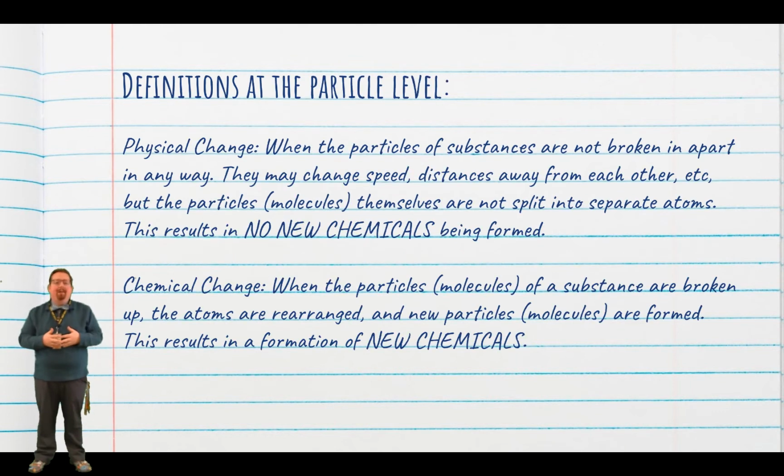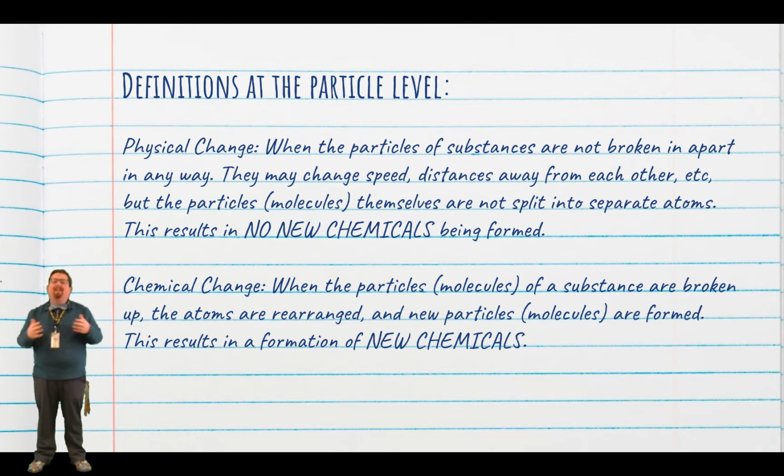So way back in 8th grade, you learned definitions for physical and chemical changes. Today we're going to learn very similar definitions, but slightly different. So when we think about this at the particle level, super zoomed in, in a physical change, the particles of the substances are not broken apart in any way. They could change speed or distances away from each other, etc., but the particles, the molecules themselves, are not split into separate atoms. The result of this is that we have no new chemicals being formed.